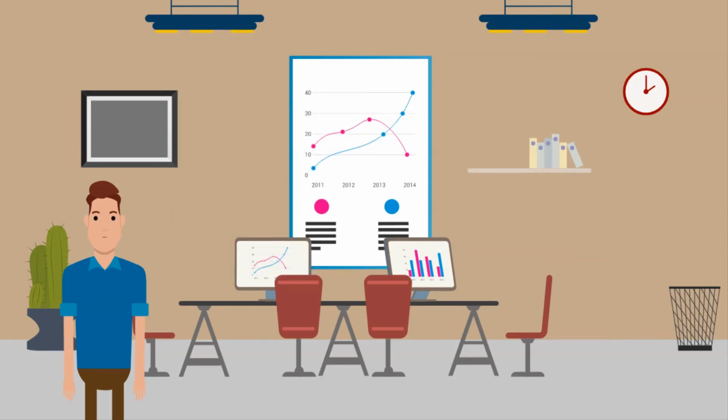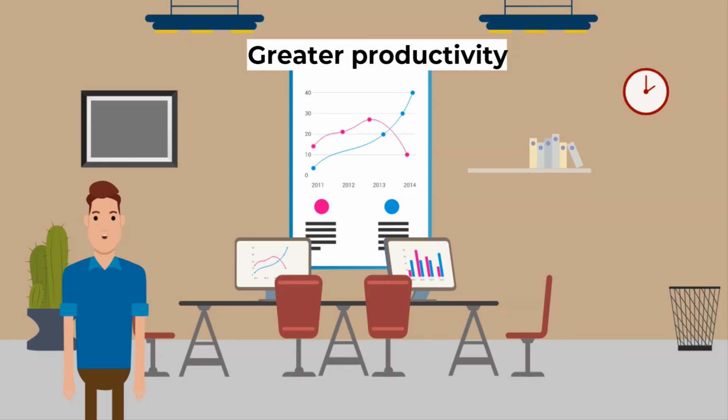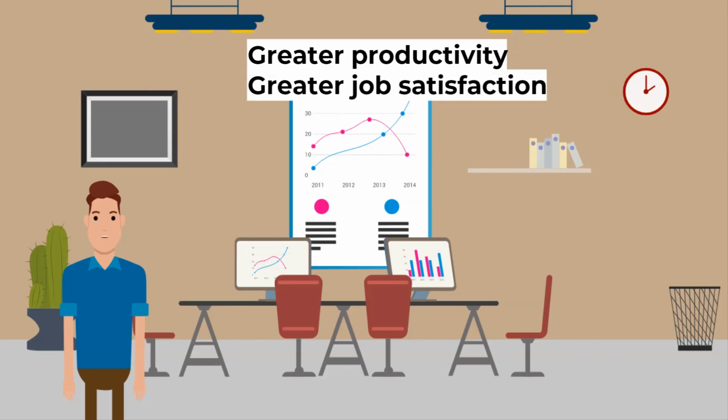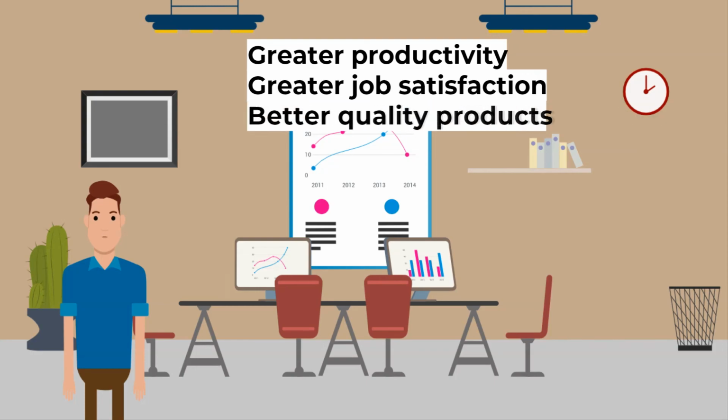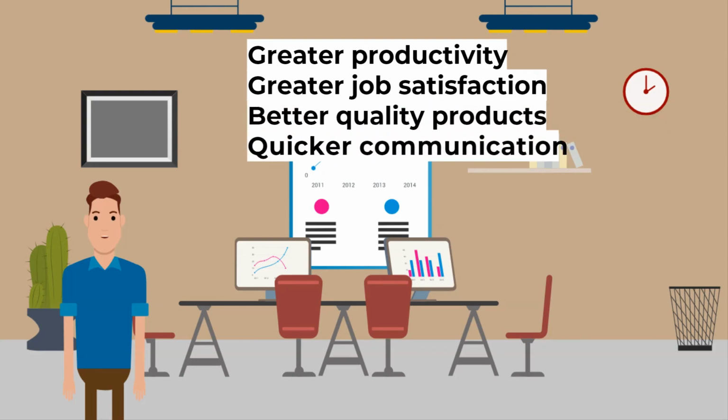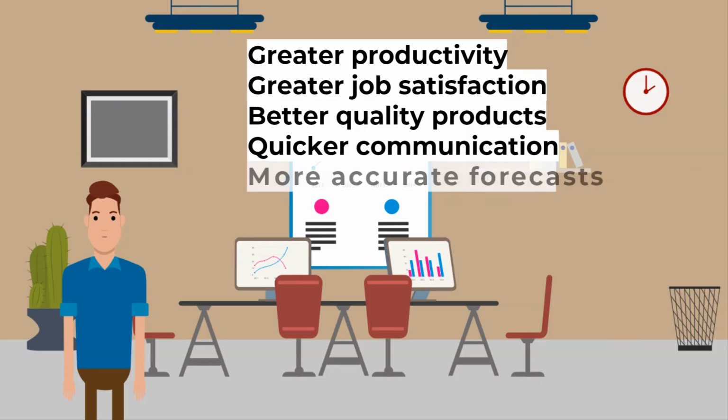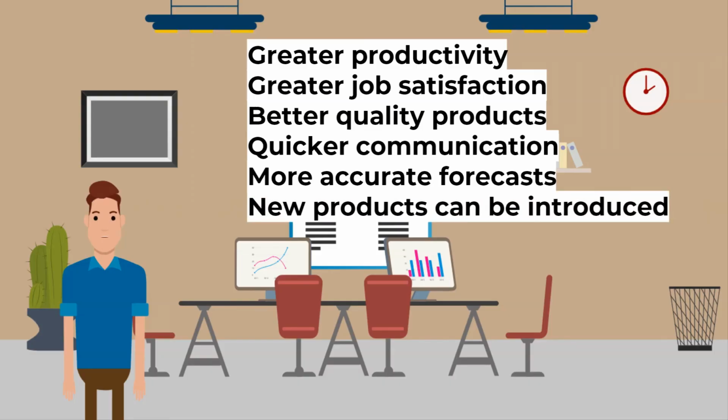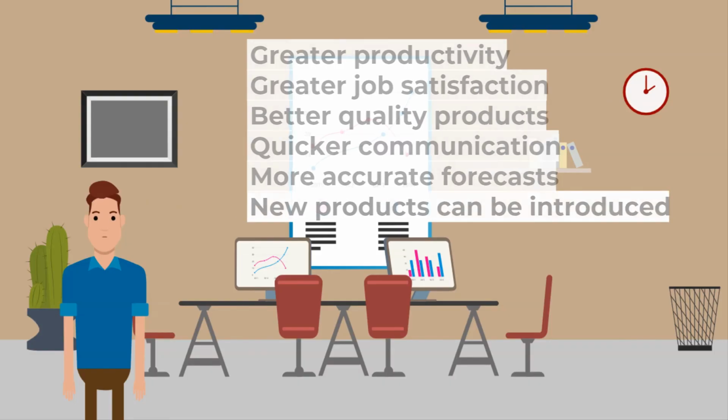Advantages of technology in production. Greater productivity. Greater job satisfaction among workers as boring, routine jobs are done by machines. Better quality products. Quicker communication and less paperwork. More accurate demand levels are forecast since computers monitor inventory levels. New products can be introduced as new production methods are introduced.